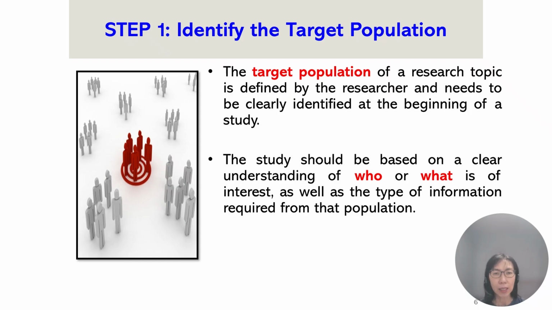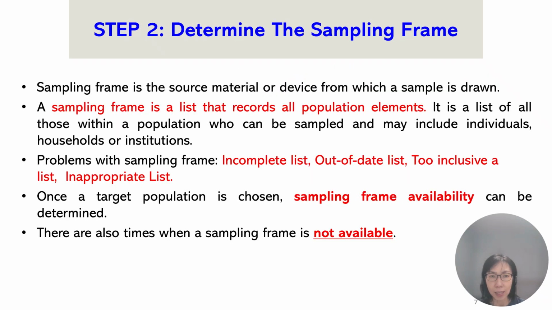When we say identify the target population, the target population here will be the research topic defined by you as the researcher, or what you are trying to investigate in this study. Usually this target population will give an understanding of who or what is of interest in your core topic or your study.